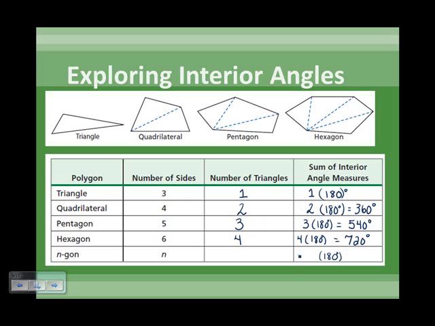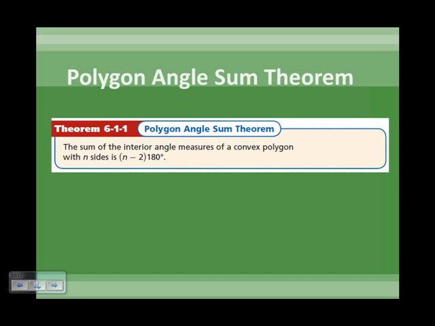So it looks like if we take the number of sides n and we subtract 2, we will end up with the number of triangles, and that gives the measure of the sum of the interior angles. So this right here would be n minus 2. So (n minus 2) times 180 would be the total sum of the interior angles of any polygon. And that's just expressed right here. The sum of the interior angle measures of a convex polygon, I should have said that on the previous slide, with n sides is (n minus 2) times 180.